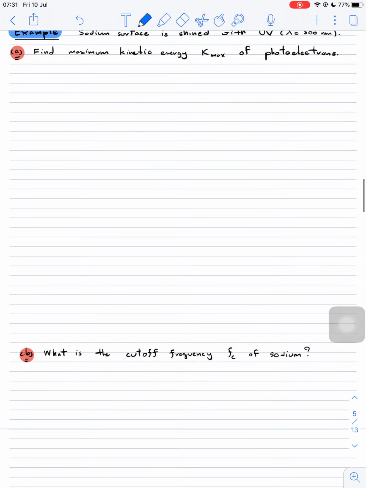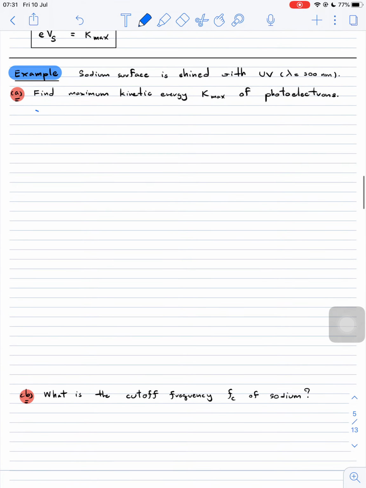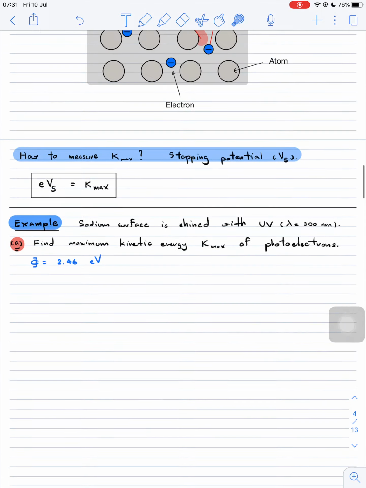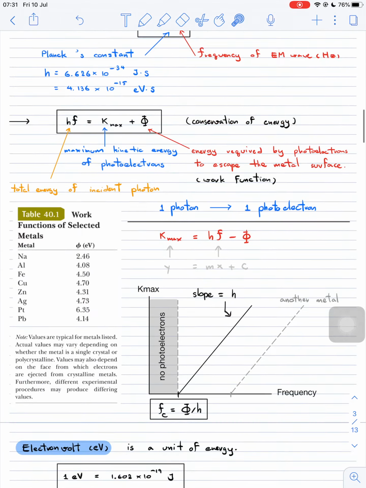Let me take a note here. The work function of sodium equals 2.46 electron volts. So we just want to find the Kmax. Which equation should we use? We have two equations to find the Kmax, this one and this one. But this question is not related to the stopping potential, so let's use this one.